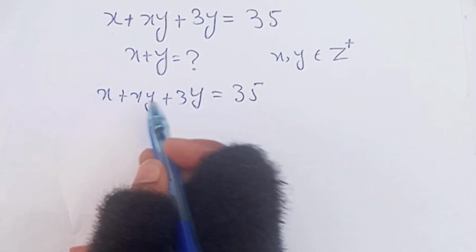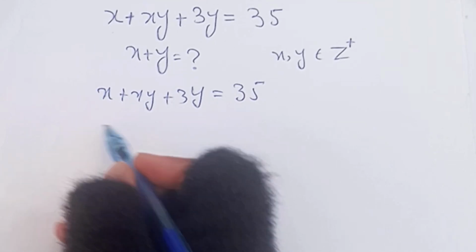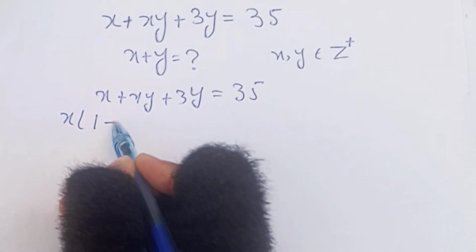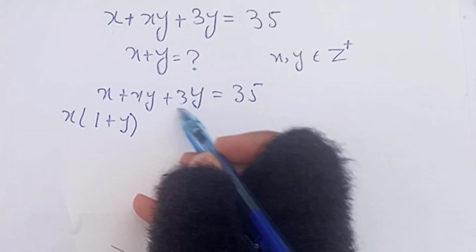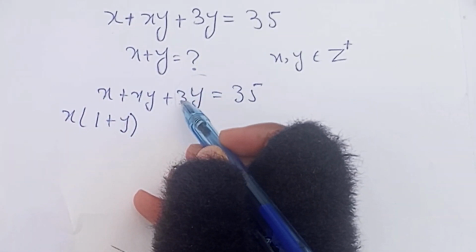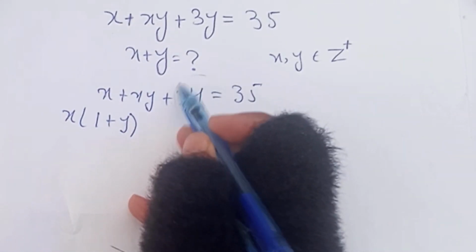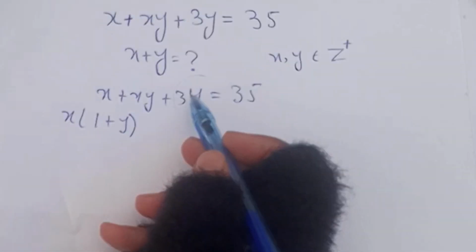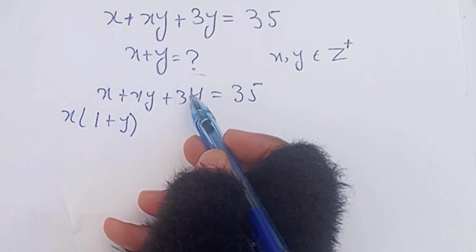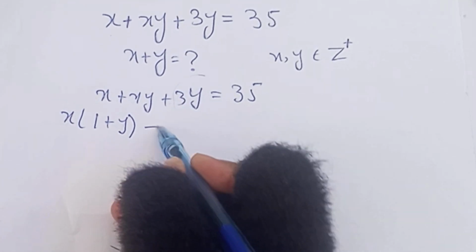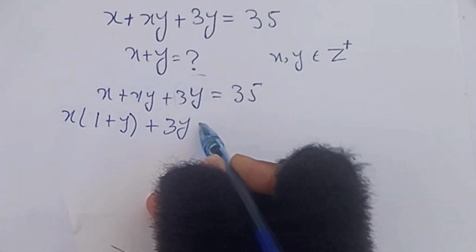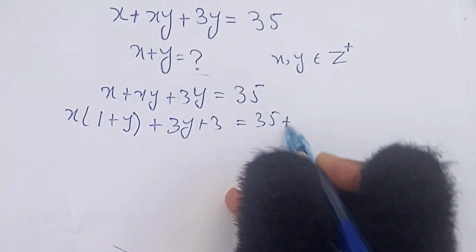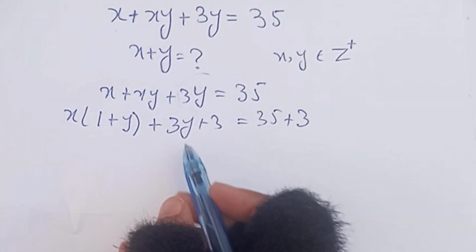Now look at the first two terms, x is involved in these two terms. So we factor out x, and this will become x(1 plus y). Now look at this, this is just positive 3y and we want to write this as a 1 plus y. So for this we add a 3 on both sides. So this is 3 times y plus 3. We add a positive 3 on both sides, so we also write here a 3.